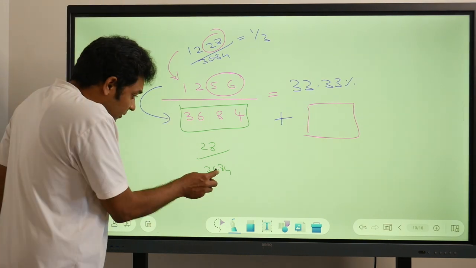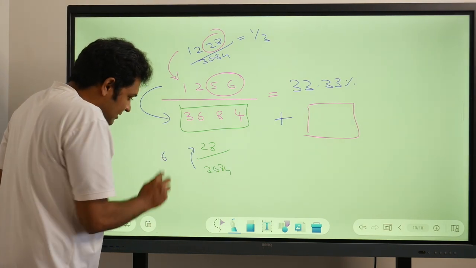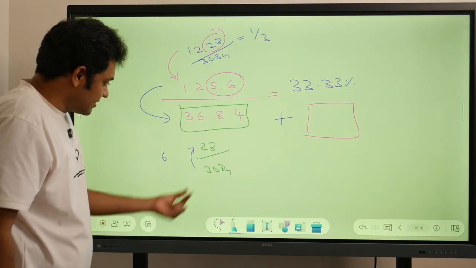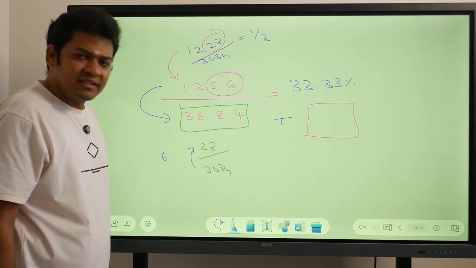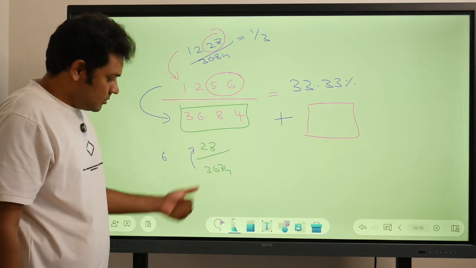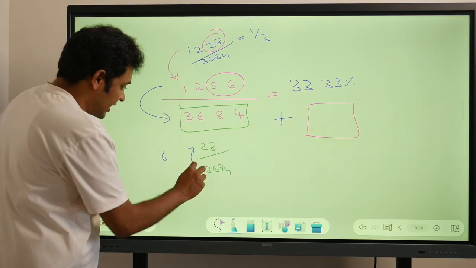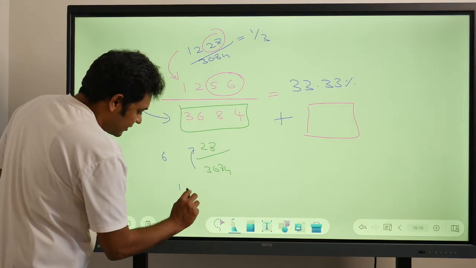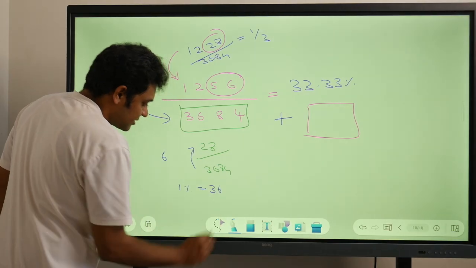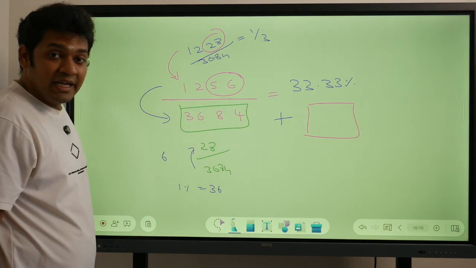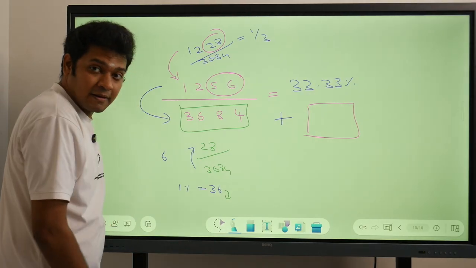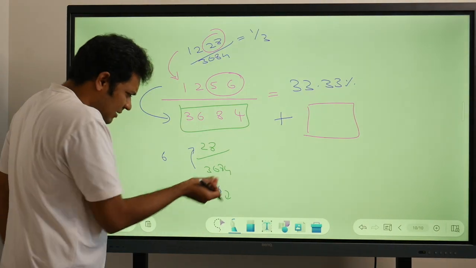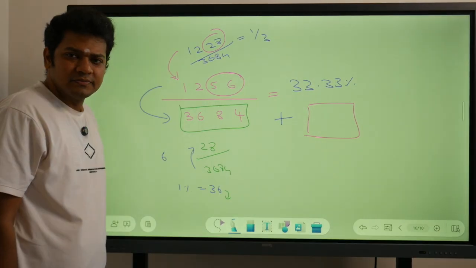Now 1% is 36. How much less? It's actually 6 less. 1% is 36, 0.1% is 3.6. But I want 28. Fine. 28 means from 36 I should subtract 6. So approximately it should be less than 1%.